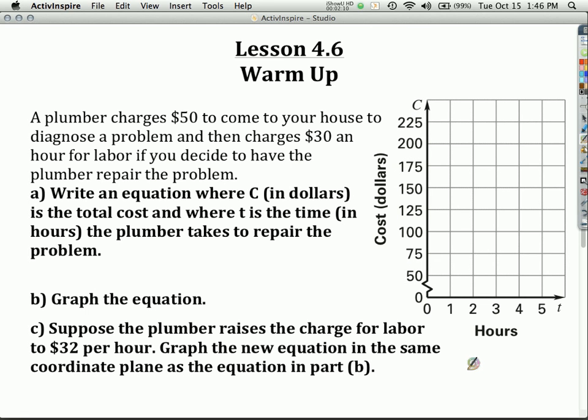All right, so this is a review of the last lesson, part A. Give me the equation that's going to represent this scenario. We'll start with Kayla in the back, and then Janae. What'd you get? So you both basically say the same thing, and that is exactly what I was looking for. C equals 30t plus 50. Outstanding.